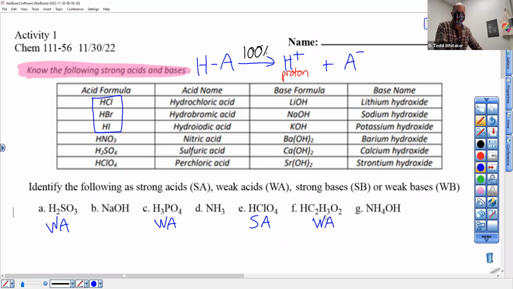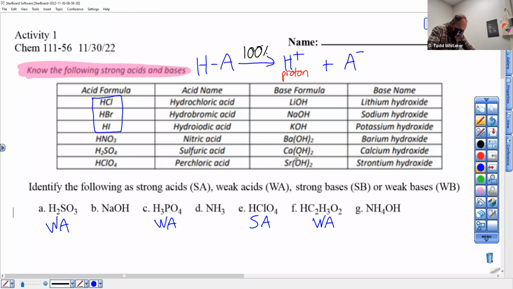All right, the base story, pretty simple. All of the strong bases have hydroxide in them, but not all hydroxides are strong bases. Wow, that's weird. Lithium, sodium, potassium, that's the first 3 in column 1 on the periodic table. Barium, calcium, strontium, that's towards the bottom of column 2. So that's going to help you remember those. Anything else with hydroxide in it is a base, but it's not a strong base.